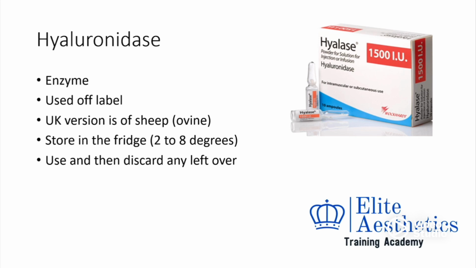Now, hyaluronidase is officially an enzyme, and it's not actually designed to get rid of dermal filler. It was actually designed to help fluids move around the body, really. That's what it's officially used for. But it does help to break down and dissolve dermal fillers. That's what it can be used for. It actually comes from the testicles of sheep, so it's classed as ovine, meaning from sheep.